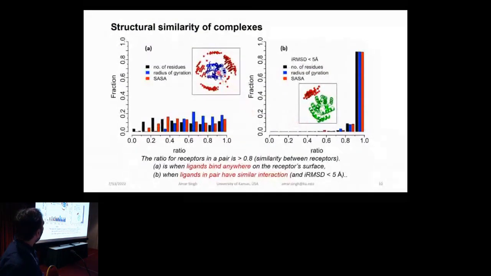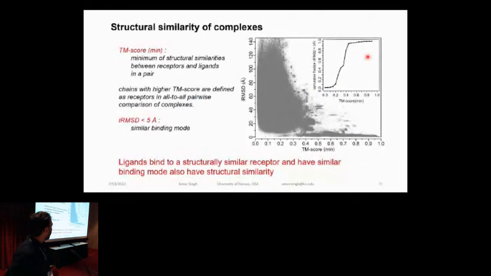Here, one protein interacts with many other proteins. If they bind anywhere on the receptor surface, they can be of any size. Here on the x-axis is the ratio of these parameters. But if they bind on similar binding sites, they have interaction RMSD less than 5 angstrom. It means they are structurally similar in terms of length, radius of gyration, and solvent accessible surface area. In terms of structural similarity, we calculate the interaction RMSD.